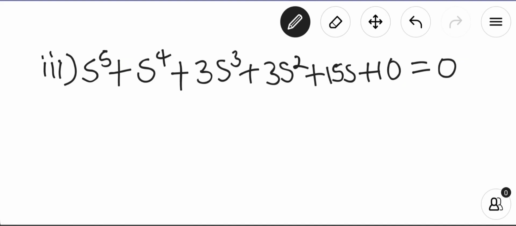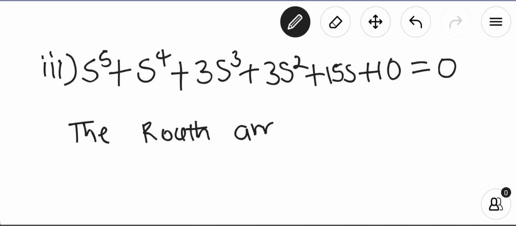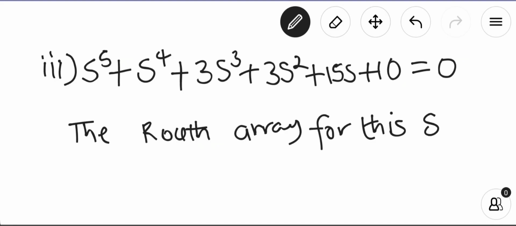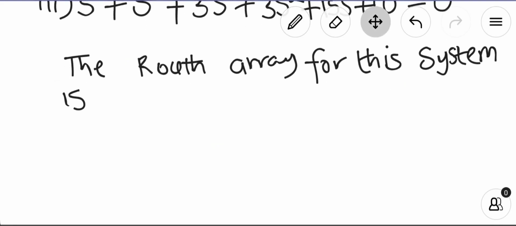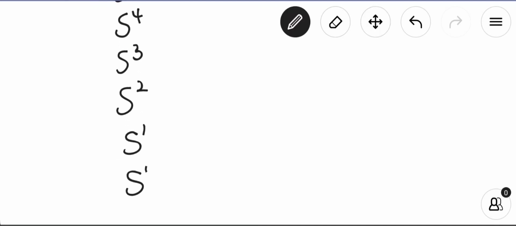So now the solution, the Routh array for this particular system is, we have, since the highest power is 5, so start from s to the power 5, s to the power 4, s cubed, s squared, s, and s to the power 0.